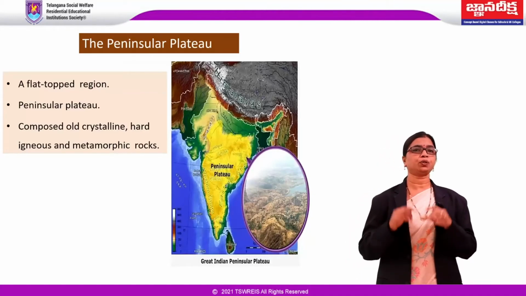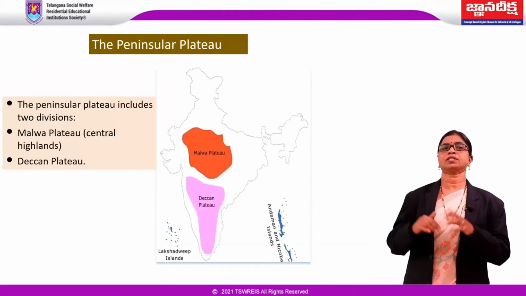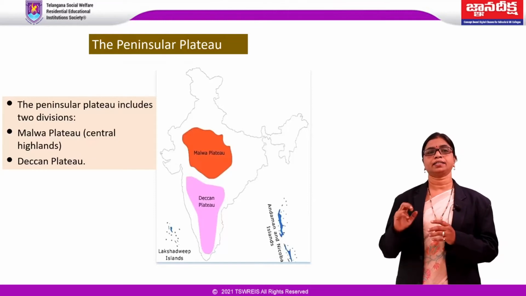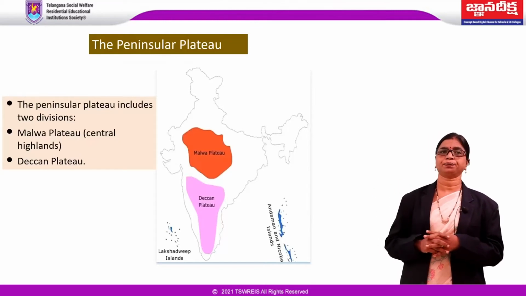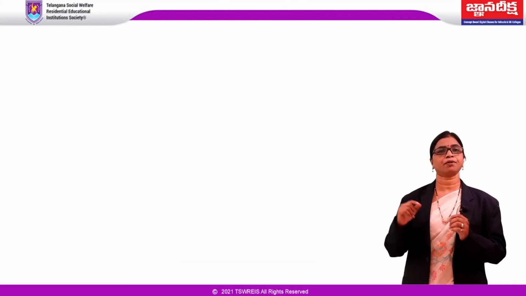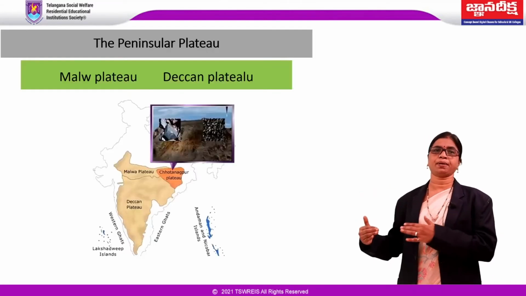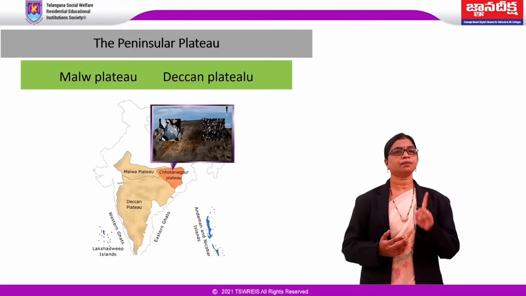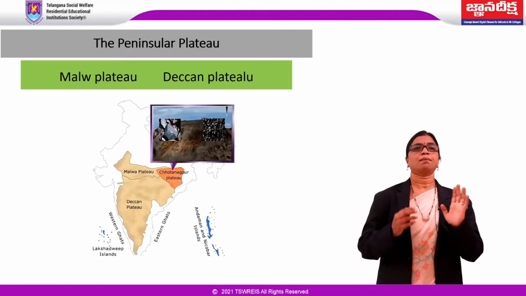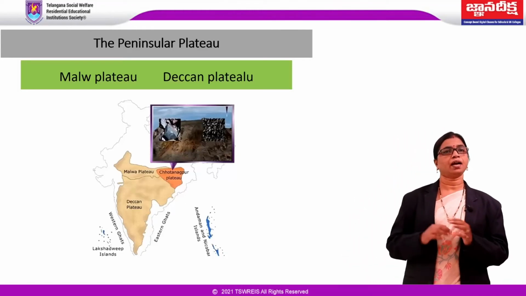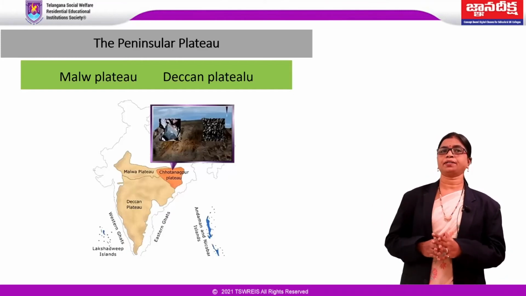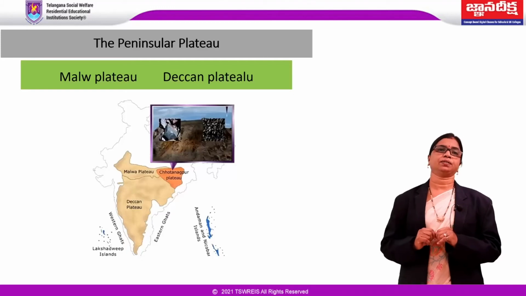The Peninsular Plateau includes two divisions, which are as follows. One is the Malwa Plateau, also called the Central Highlands, and the second one is the Deccan Plateau. The Central Highlands can be found south of the Gangetic Plains and north of the river Narmada. Here the most important plateaus are the Malwa Plateau on the west side and the Chota Nagpur Plateau on the east side. The Chota Nagpur Plateau is rich in mineral resources.